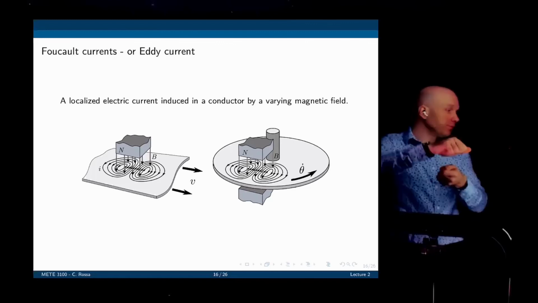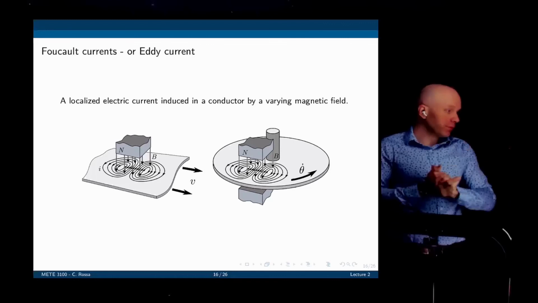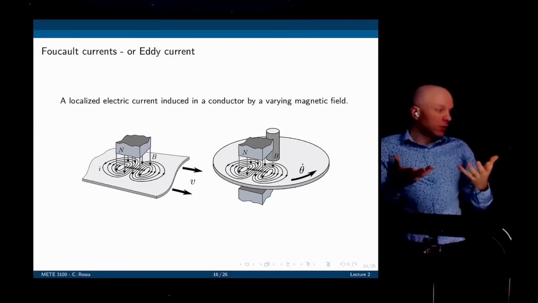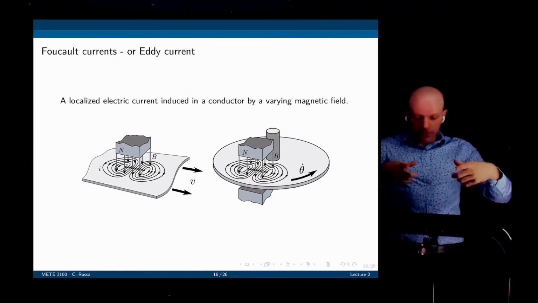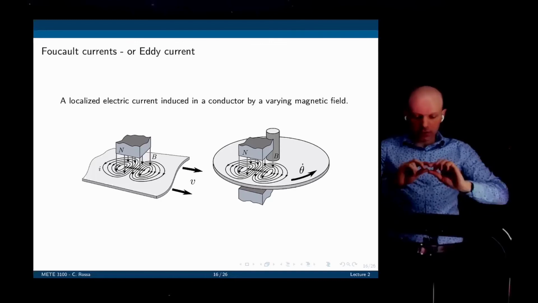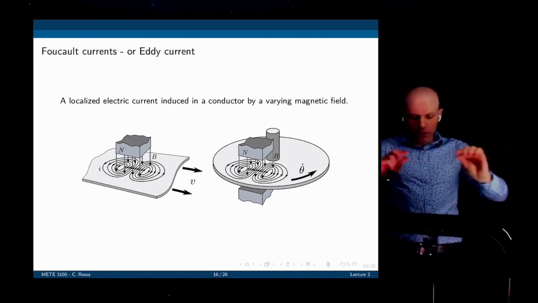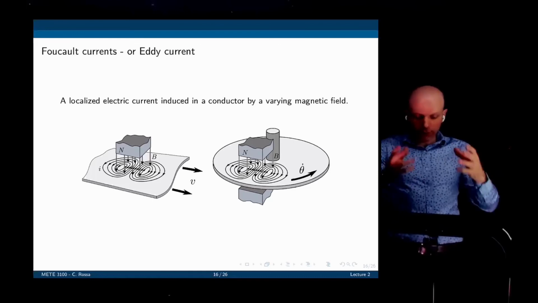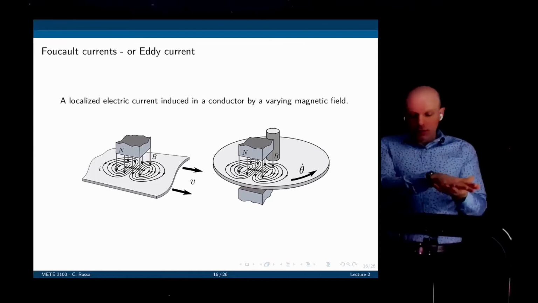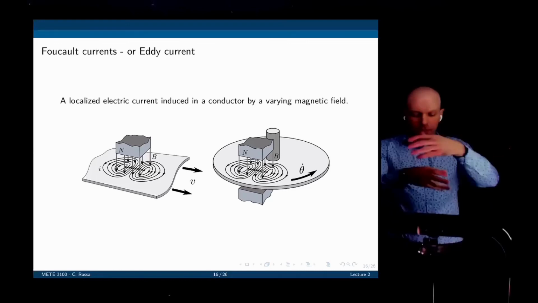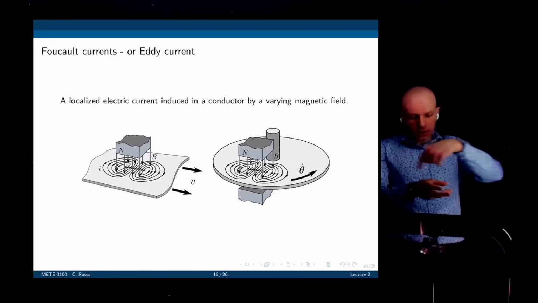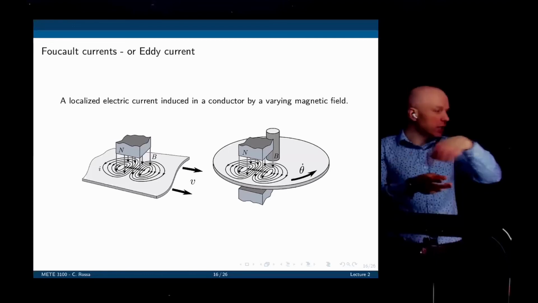In an induction range, for example, this is the same principle. Your conductor is the pan. Under the pan, you see there is a thick layer of conductive and ferromagnetic material. The range itself creates an alternating magnetic field that will be picked up by the pan. The pan has a closed path for the currents. The current will establish there, and because of Joule losses, they heat up the pan.